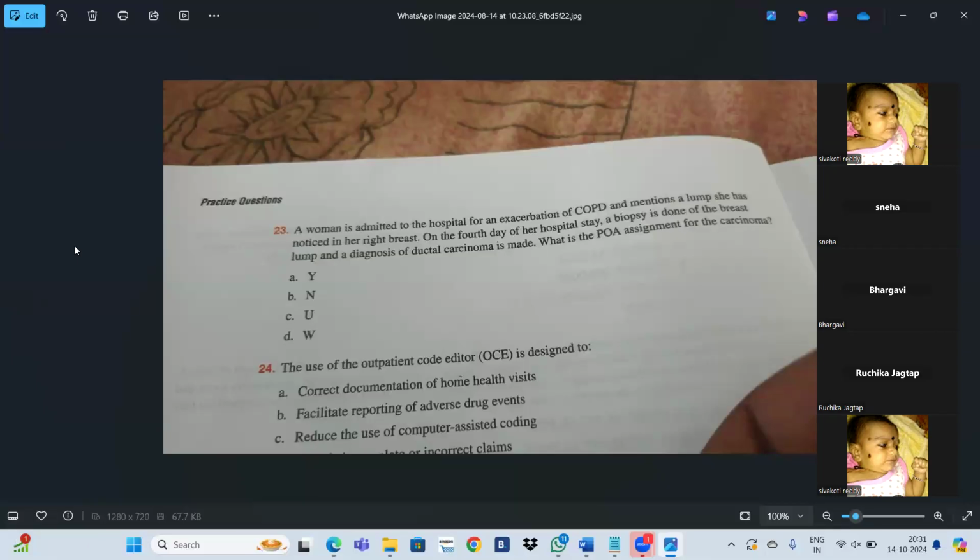A woman is admitted to the hospital for exacerbation of COPD and mentioned a lump she has noticed in her right breast. On the fourth day of her hospital stay, a biopsy is done of the breast lump and a diagnosis of ductal carcinoma is made. What is the POA for carcinoma? Anyone? N?